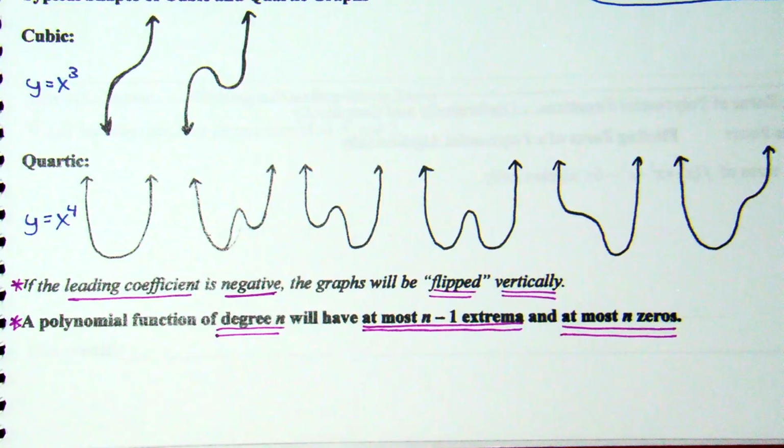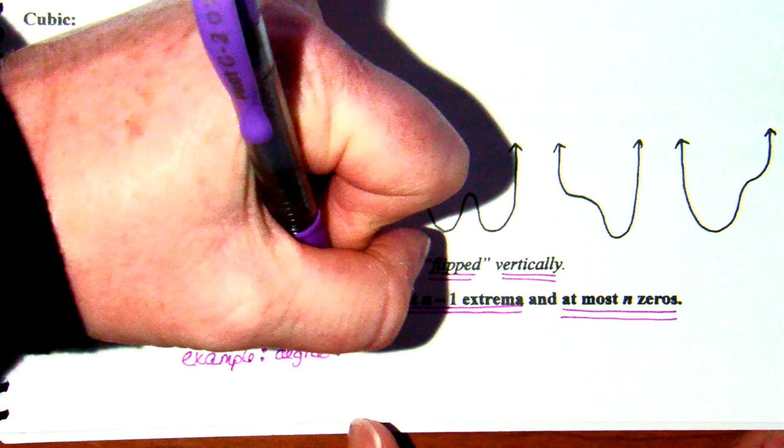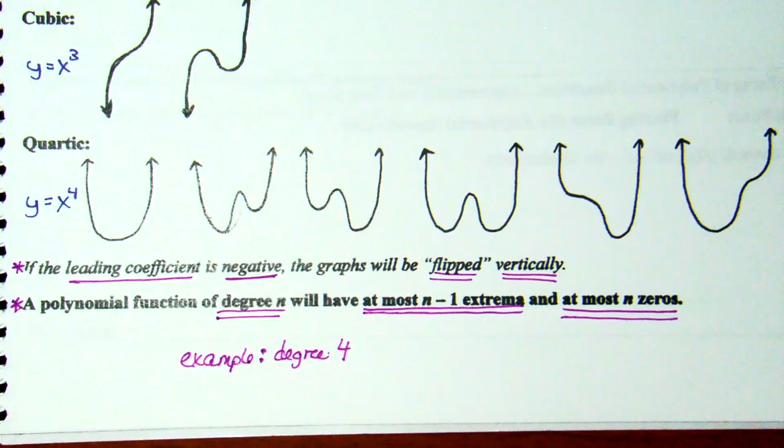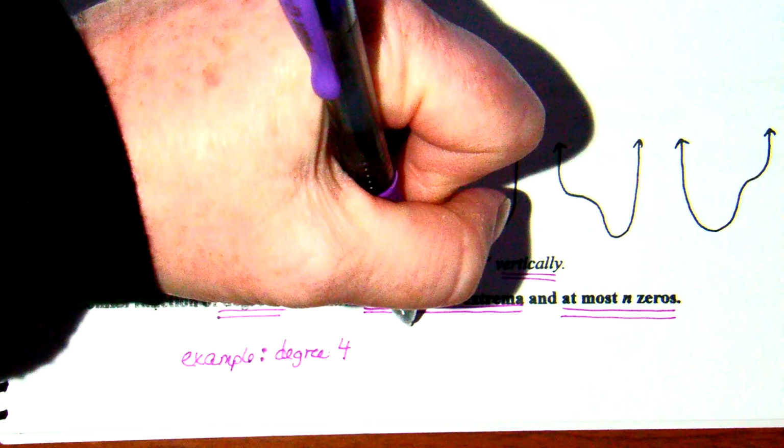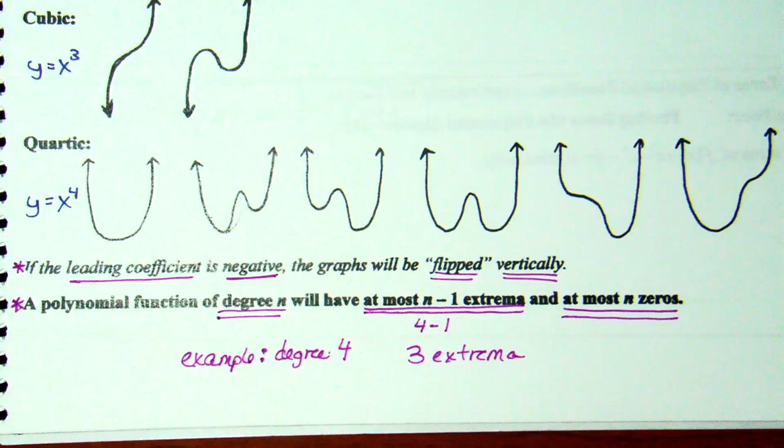if you have a degree 4, I'm going to use 4 because I have a graph I can look at here. If we say degree 4, that just means your highest exponent is a 4. It says it'll have at most n minus 1 extrema. What would that mean in this case? 4 minus 1, which would be 3 extrema. Now, when it says at most, does that mean there are guaranteed to be 3 extrema? No, that means there are at most 3 extrema.